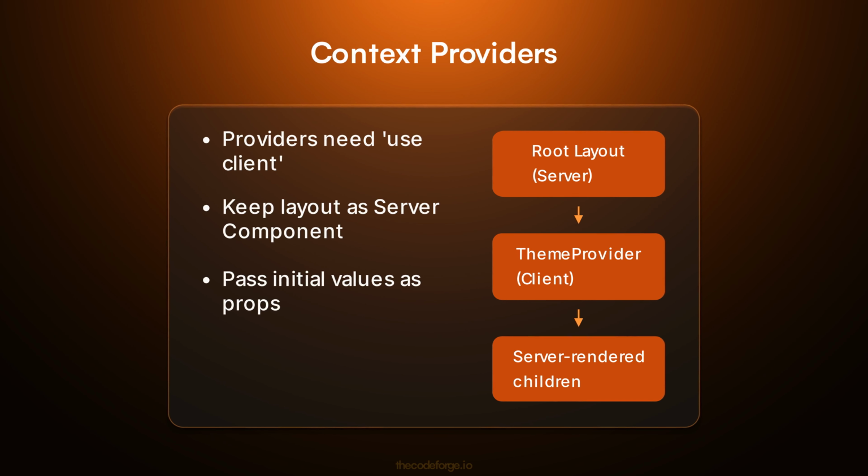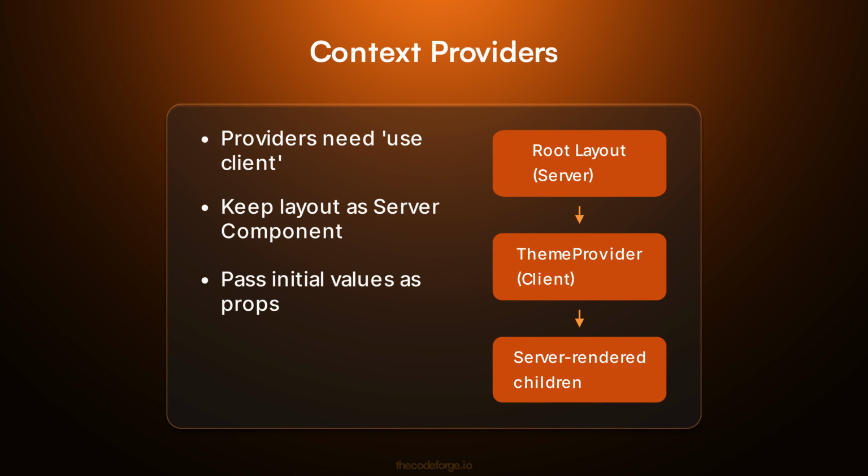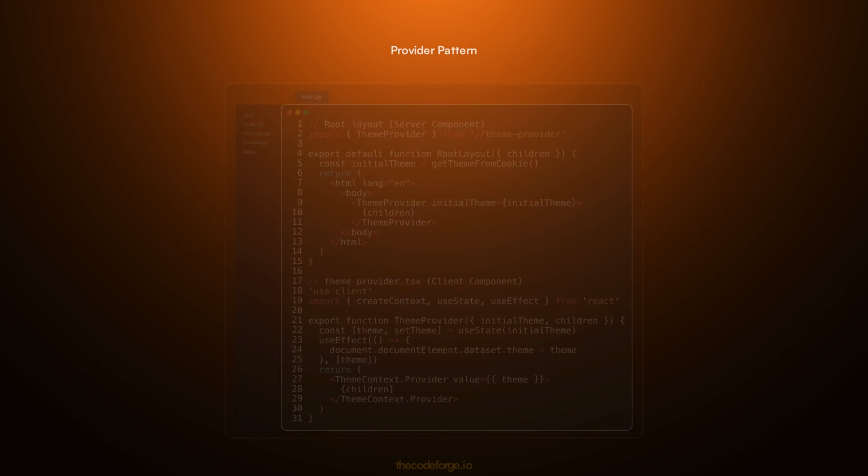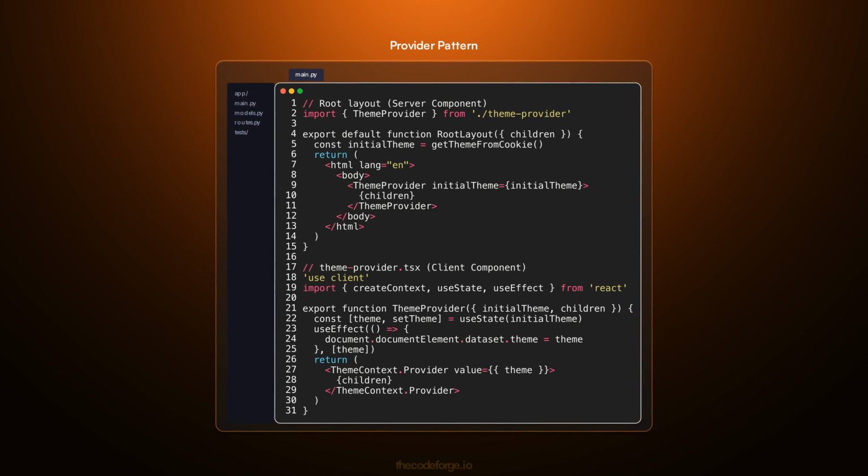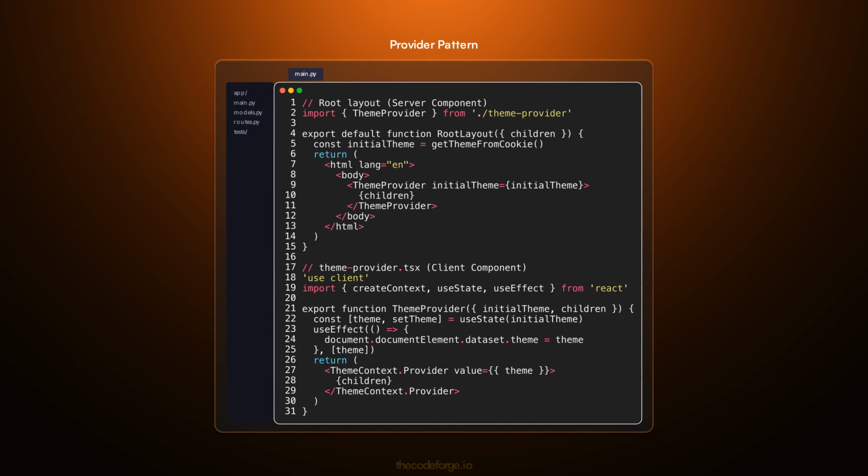Context providers require use client, but they should be isolated in their own file. The root layout stays a server component, and children passed to the provider remain server rendered. The theme provider is a client component, but it's isolated. The root layout and all children remain server components, keeping the bundle small.